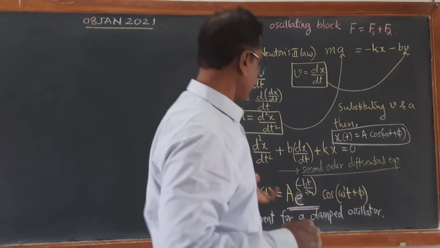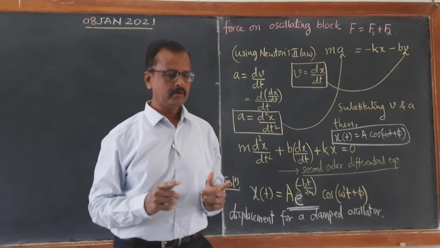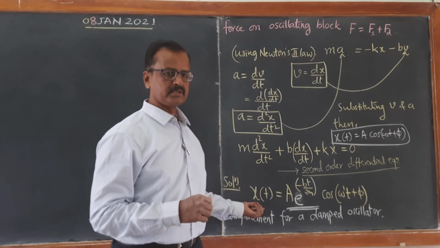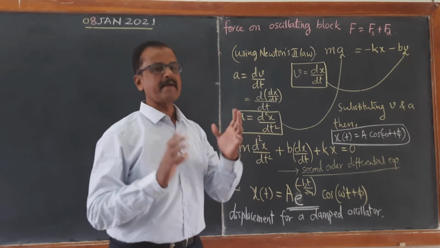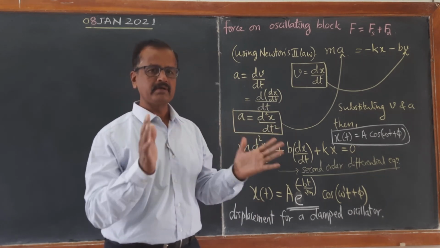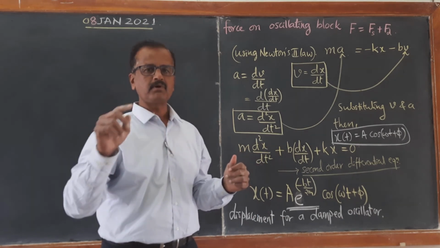Okay, now we will wind up. In the next session, we will draw the graph of the displacement of a damped oscillator, the x(t) versus time graph, and then we will come to know how the amplitude keeps on decreasing.